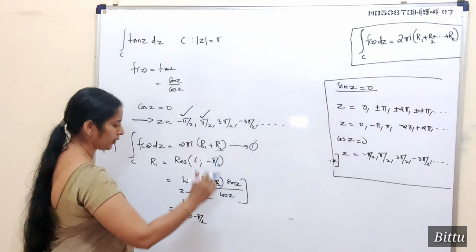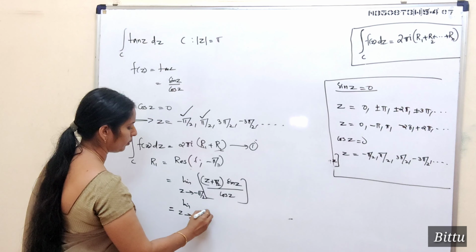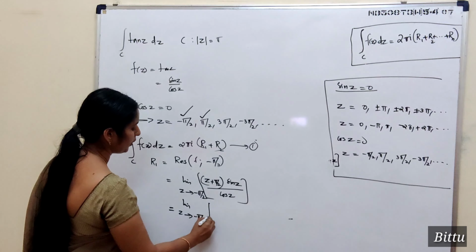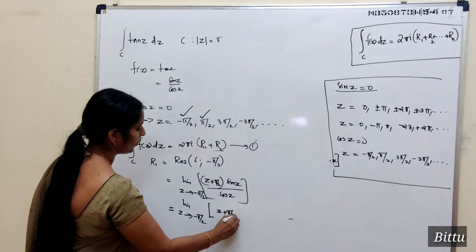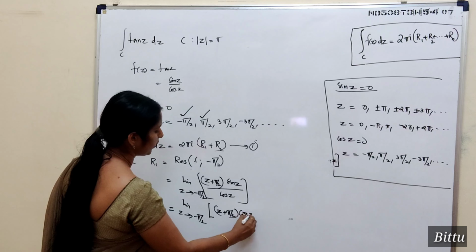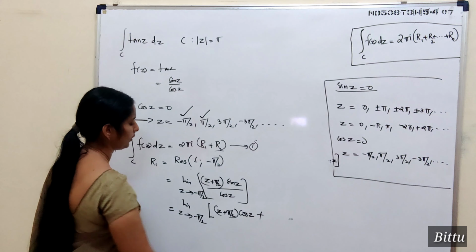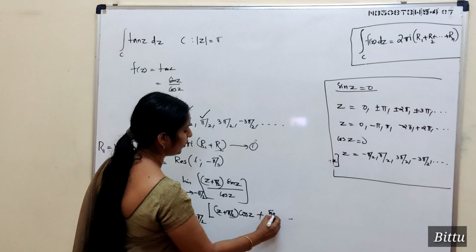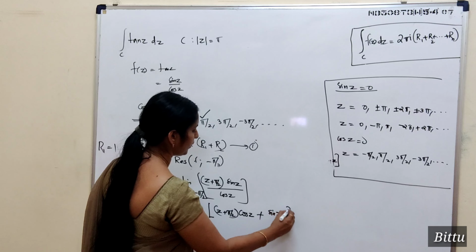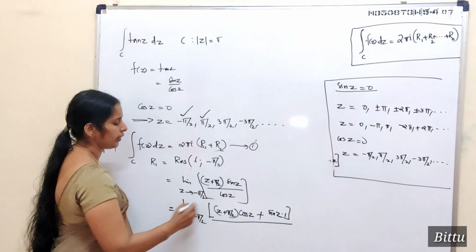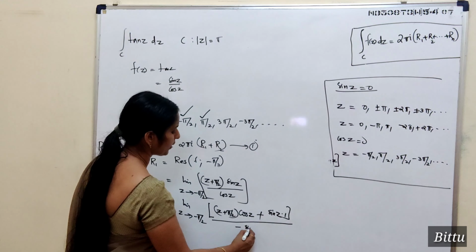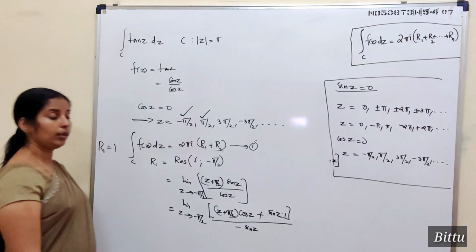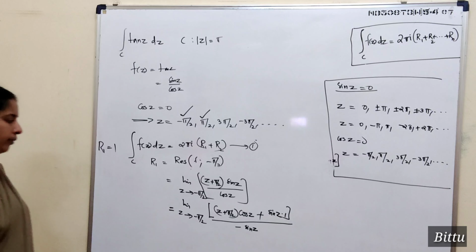See, it's a product. So, in the numerator, you apply the product rule. The product rule is first function into derivative of second, that is cos z, plus second function into derivative of the first, that is 1. Next, the derivative of the denominator is minus sin z. You put z equal to minus pi by 2 here.